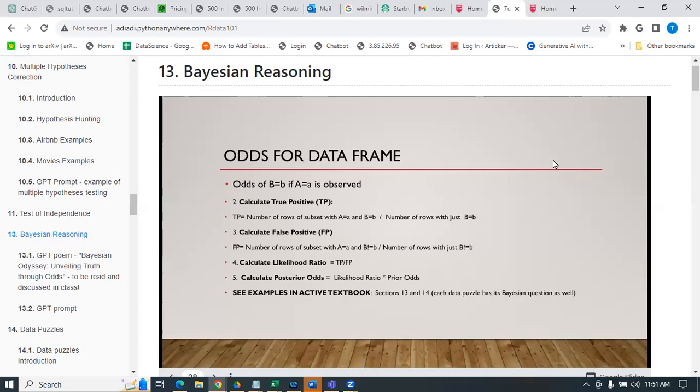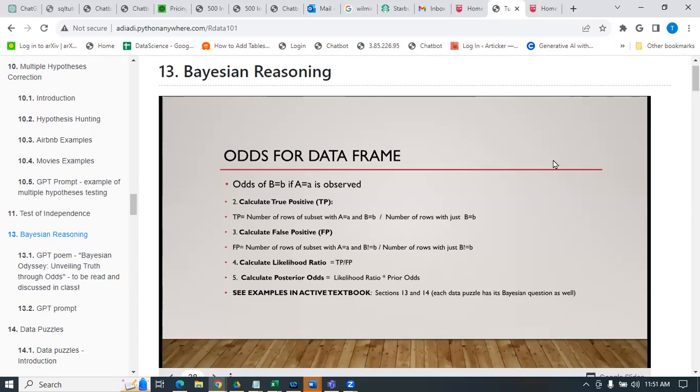False positive is the number of rows of the subset with A equal to a and B not equal to b, divided by the number of rows of just B not equal to b. Remember, B not equal to b is a negation of your belief. Belief is B equaling small b, and the negation of belief is B not equal to b.